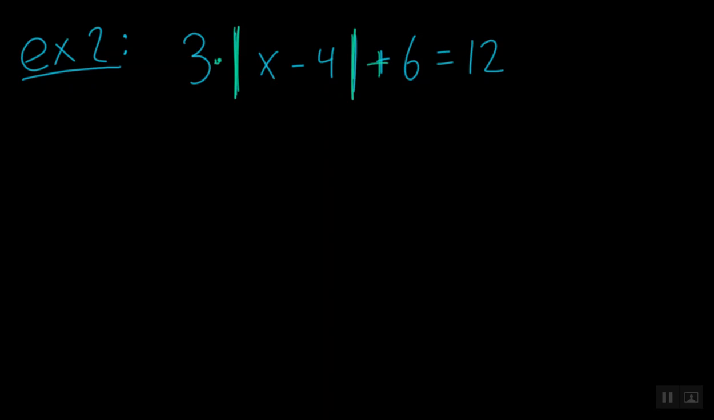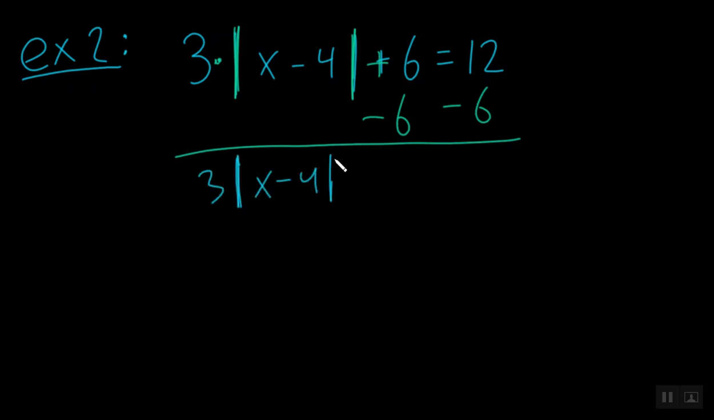The first thing we'll get rid of is this plus 6. So minus 6, minus 6. Now let's just drop everything down. I still have 3 absolute value, x minus 4, absolute value. 6 minus 6 is 0, and 12 minus 6 is 6. Now remember, when two things are side by side, they're being multiplied. So we really have 3 times the absolute value bar.